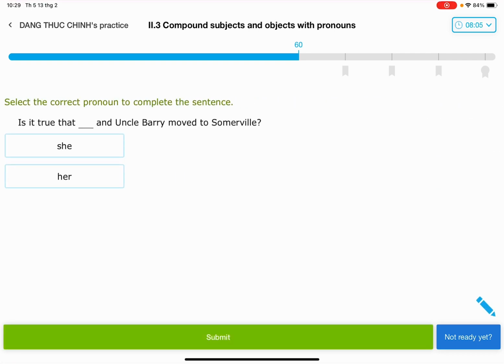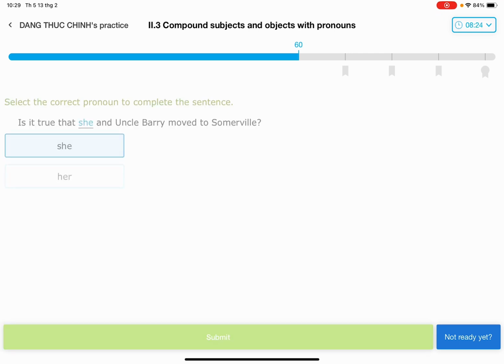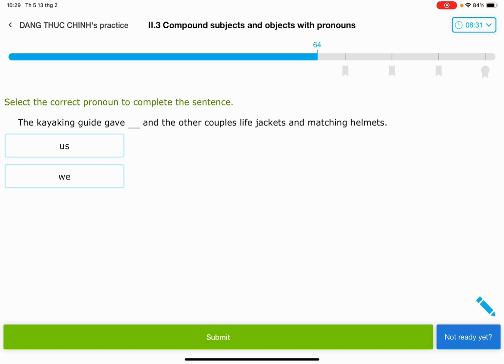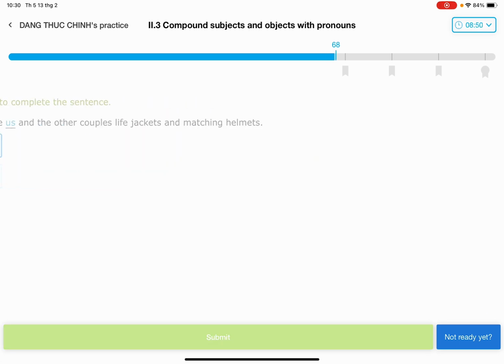Is it true that she and her uncle moved to Somerville? We don't have any action verb before this blank space or any preposition, so we would definitely use the subject pronoun. The kayaking guide gave us and the other couples life jackets and matching helmets. Gave is an action verb, and after the action verb is the object pronoun, so we would definitely use us.